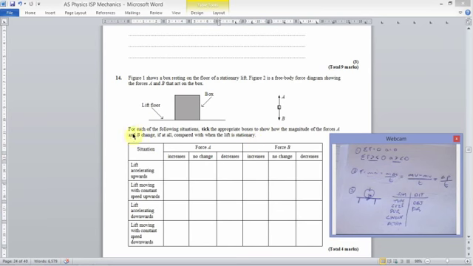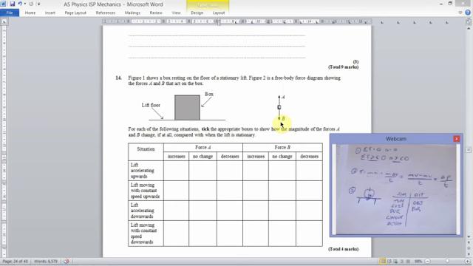So, for each of the following situations, tick the appropriate box to show how the magnitudes of the forces A and B change, if at all, compared with when the lift is stationary. Okay, so here's our free body force diagram, and the diagram showing the forces A and B that act on the box. Okay, so A acting up with B acting down. You've got to remember, that's what it's like when it's at equilibrium. In other words, when it's stationary.